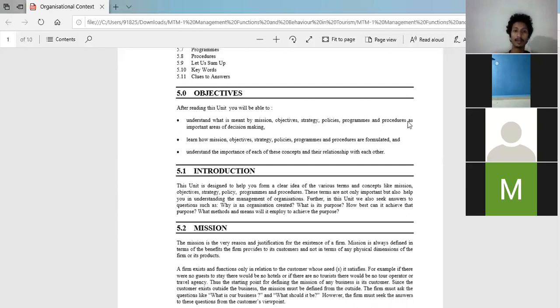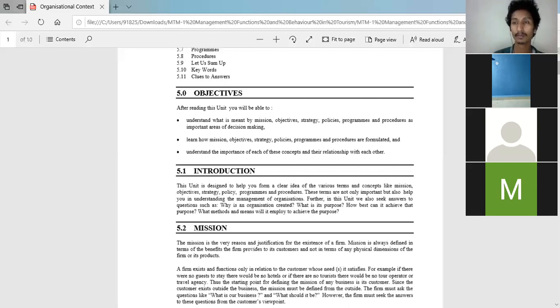Like here it is written, why is an organization created? What is its purpose? So these are all starting. We can say starting of the company and running of the company. In simple terms, you don't have to write all this because I am giving you the answer. You can also copy it. It will be the introduction, the meaning of organizational context of decisions.